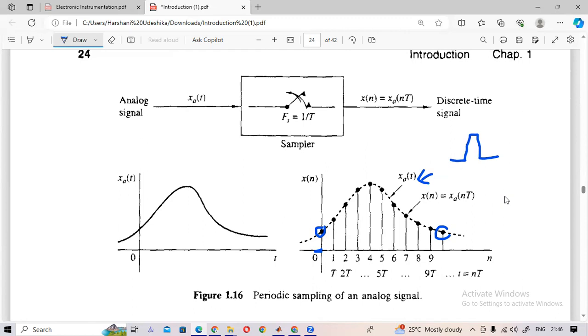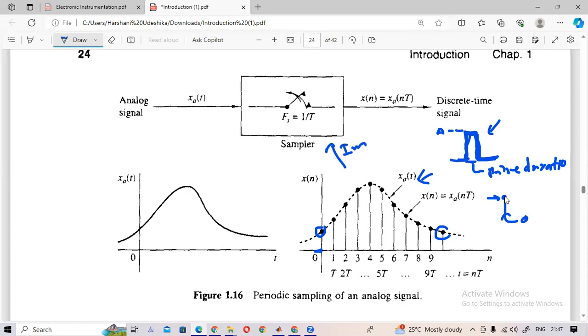I think we have discussed all these things. Practically, we can generate this kind of pulse. It has an amplitude and a pulse duration. But an impulse has amplitude and doesn't have a pulse duration. The duration is 0. You can't generate pulses with 0 pulse duration, so practically you can't generate an impulse.